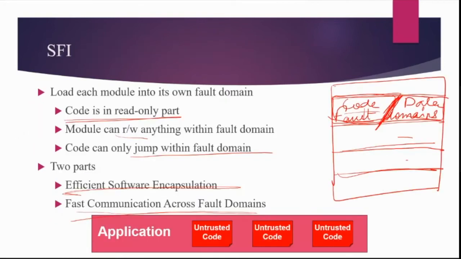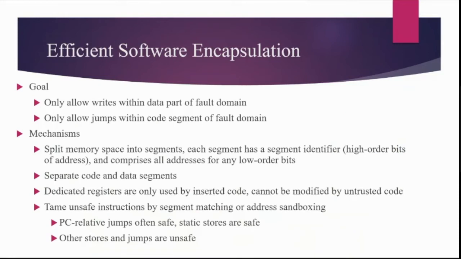Let's see these two one by one. First, let's focus on efficient software encapsulation. How do we do software encapsulation? The goal of software encapsulation is to allow writes only within the data part of the fault domain. No write is allowed in the code part. Only allow jumps within the code segment of the fault domain.